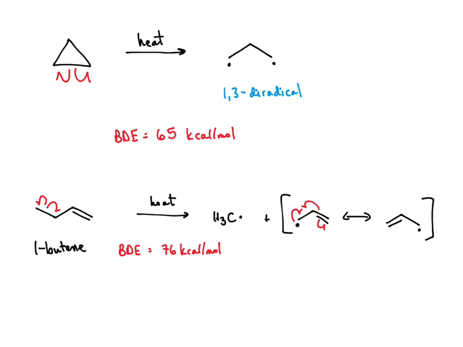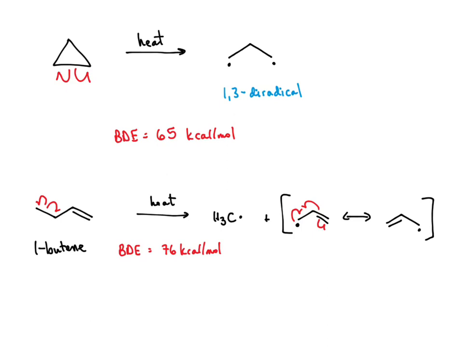Okay, homolytic bond cleavage of that sigma CC bond generates a methyl radical, which isn't really stabilized, but the resonance stabilized allylic radical is really stabilized. And so the transition state energy is much lower, and this results in a lower bond dissociation energy.